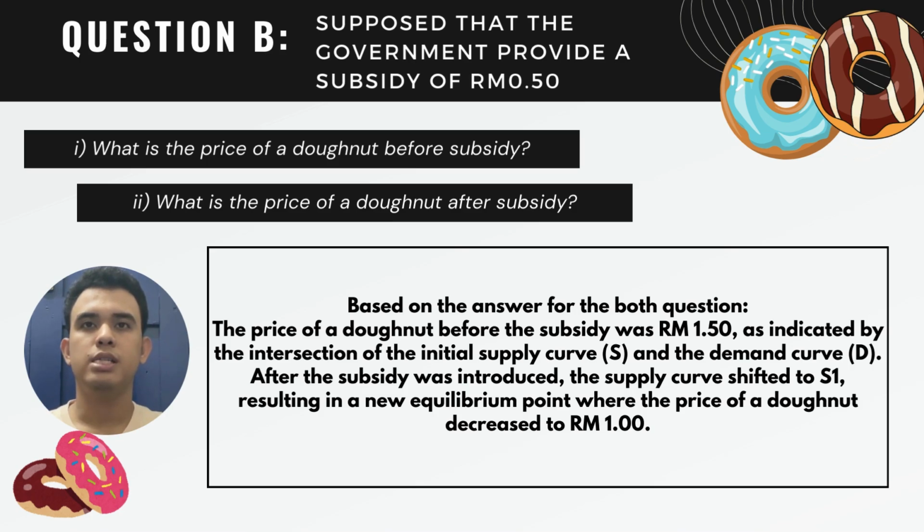The questions are asking about the price of a donut before the subsidy and after the subsidy, where the government provides a subsidy of 50 cents. Based on the answers for both questions, the price of a donut before the subsidy was 150 cents, as indicated by the intersection of the initial supply curve and the demand curve. After the subsidy was introduced, the supply curve shifted to S1, resulting in a new equilibrium point where the price of a donut decreased to 1 ringgit.